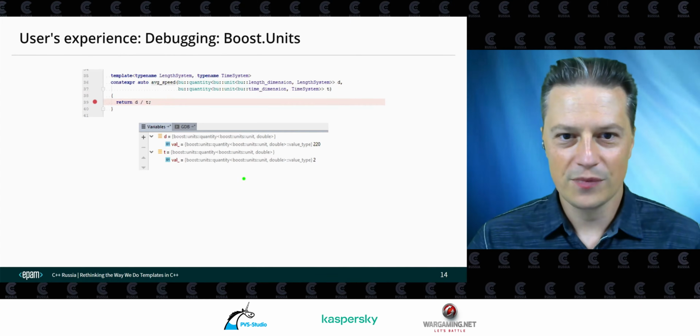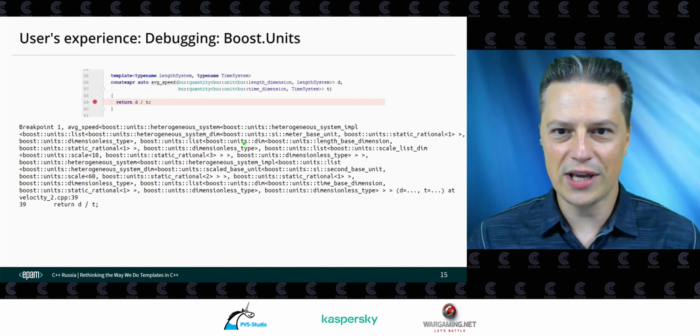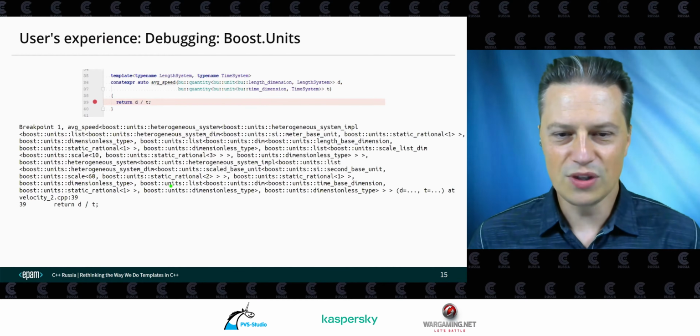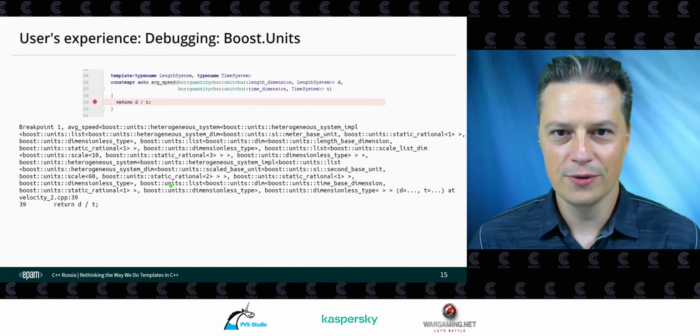If you go to GDB and do the same breakpoint, you will get information that average speed was entered with those two types here. But does it help you during debugging to know what's the input, what's the output?